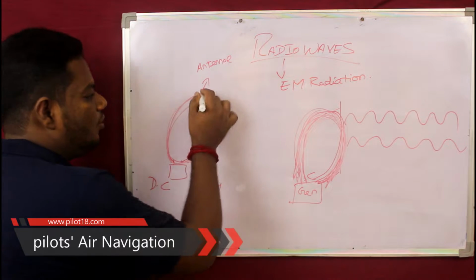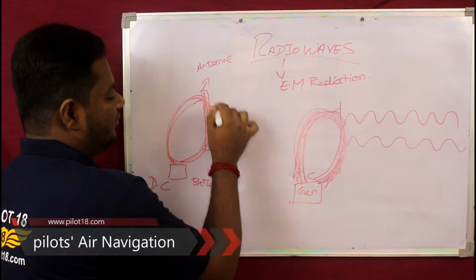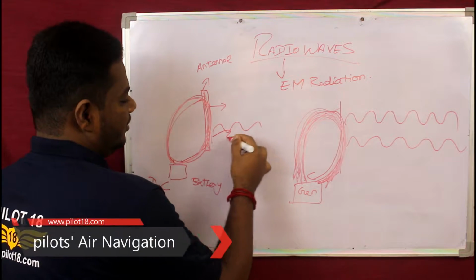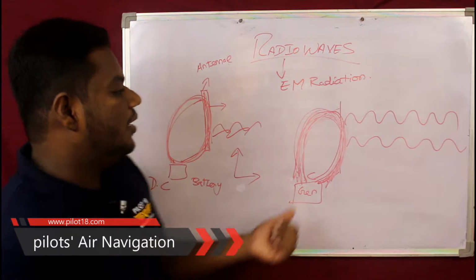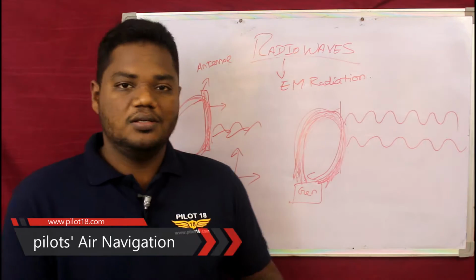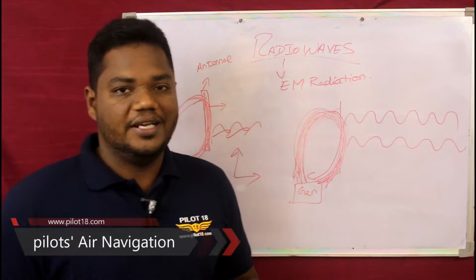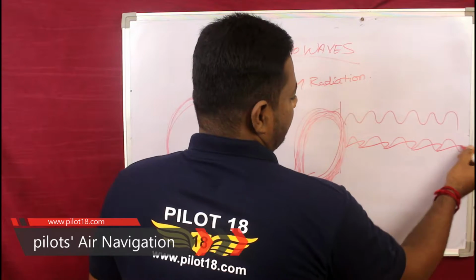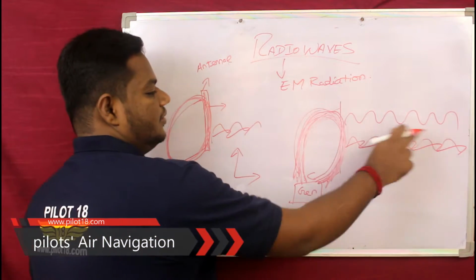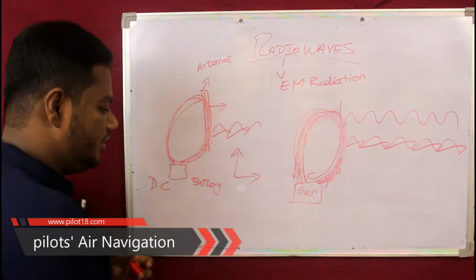Like how in the wire we had electric and magnetic fields perpendicular to each other, likewise radio waves also have two fields, electric and magnetic, and they are perpendicular to each other. This one is in the horizontal plane and this one is in the vertical plane. Now a term comes up: polarization.